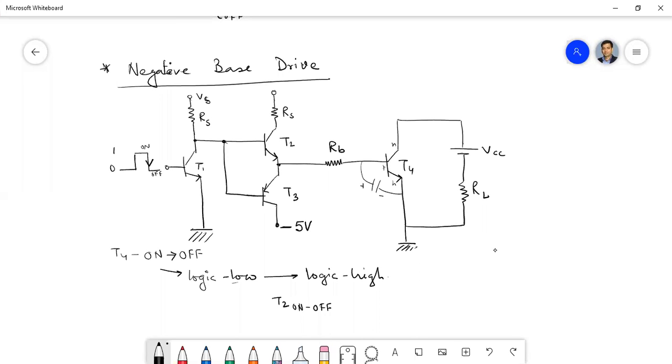Now think about the T2 transistor. If the T2 transistor is off and T3 is also off, then this parasitic capacitance will not get any path to discharge itself. So therefore it takes more time to get discharged. So if we have the T3 transistor on, then the parasitic capacitance will have some path to discharge itself, isn't it?